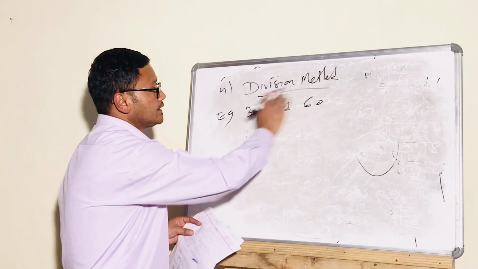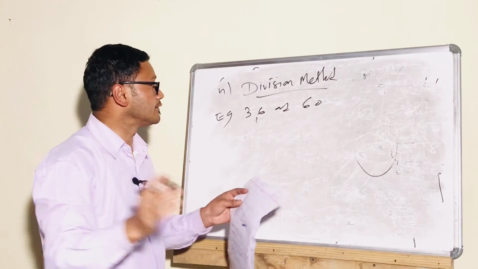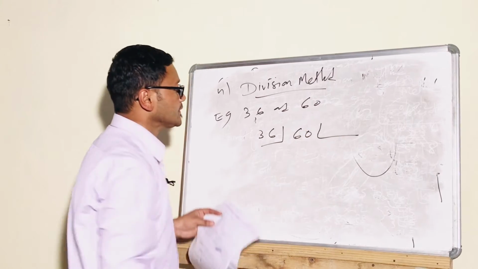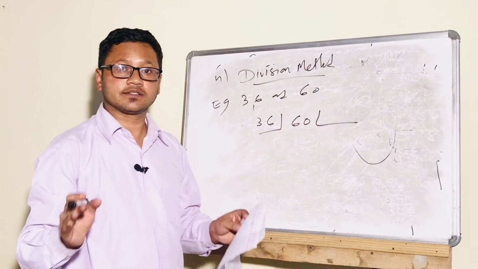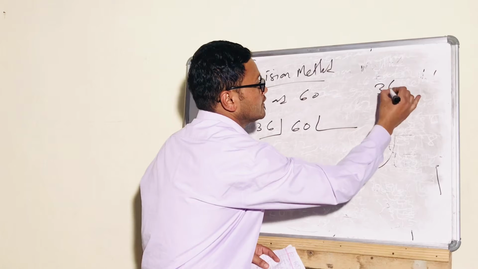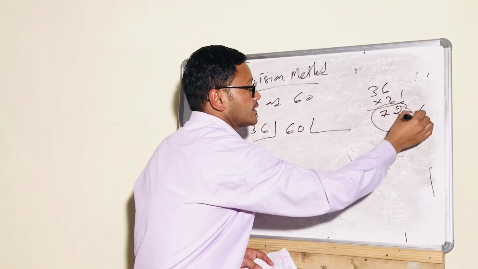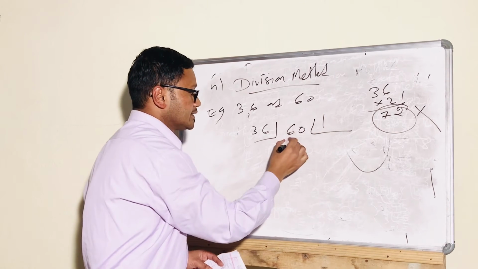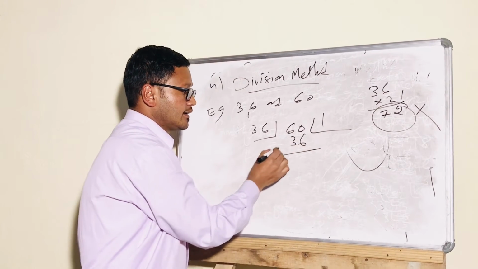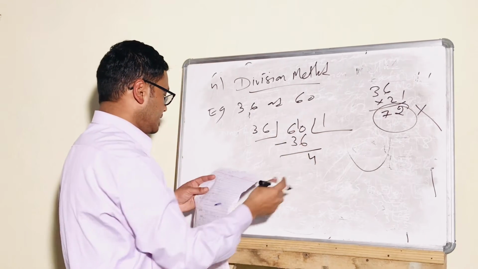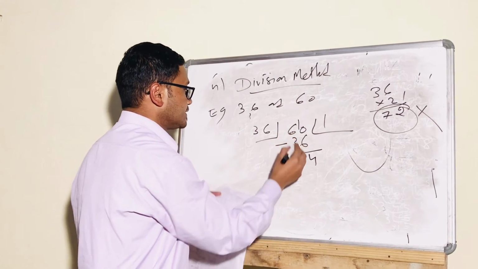First, division method, divide. Division method means divide. 36 into 60. Now 36 1s are 36, 36 2s are how much? 72. We cannot write 72. That means 36 1s are 36. Okay, now we have to subtract: 0 minus 6 borrow, then 5 minus 3 is 2.